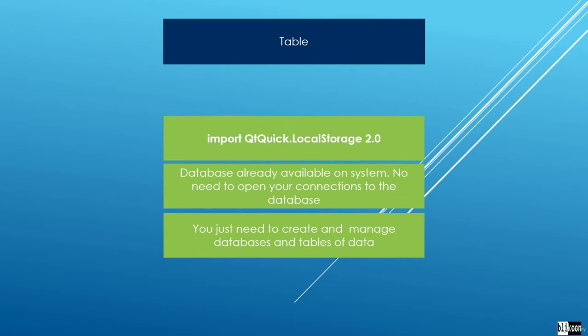Okay, Settings is one way to save your data. But we can also use an embedded SQLite database that is going to be on your computer. To use that, you have to import QtQuick.LocalStorage 2.0. This is what we have at the time of recording this video. The database is already available on your system, so you don't need to set it up or connect to it. You just need to create and manage your databases and tables, and we're going to do that in a moment. You're going to see exactly how this works.